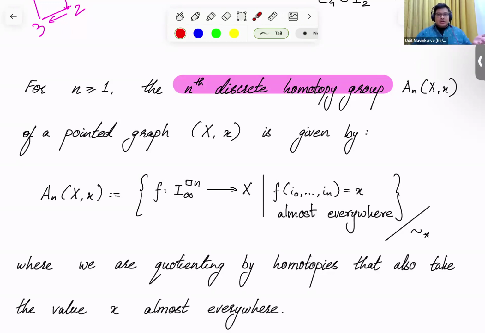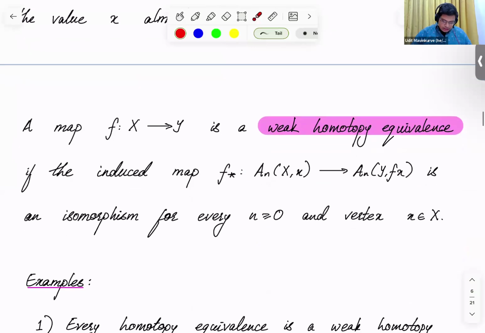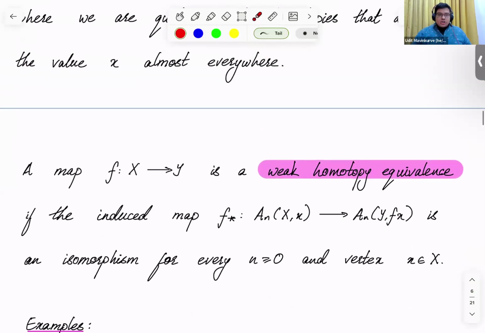And then for n greater than or equal to 2, you can use the usual Eckmann-Hilton argument to show that these are actually going to be abelian groups. So we're just translating the definitions from classical homotopy theory over to discrete homotopy theory. And then we can talk about weak homotopy equivalences. So these are graph maps which induce an isomorphism on every discrete homotopy group. So for every n greater than 0, the induced map f star is an isomorphism for every base vertex x.